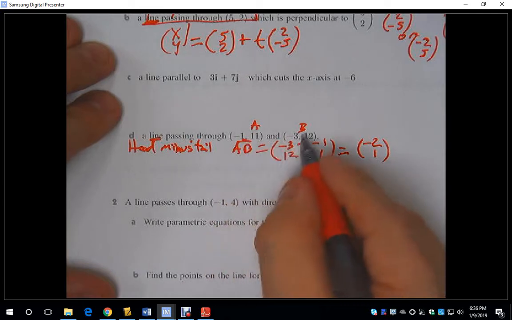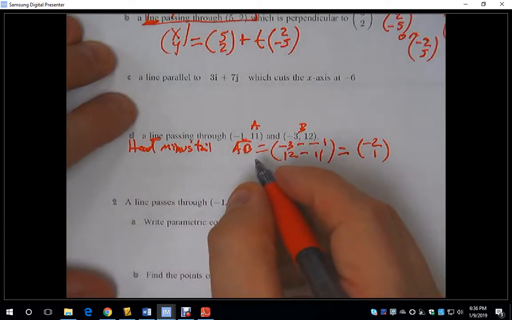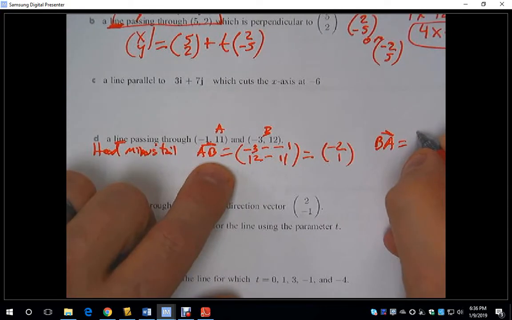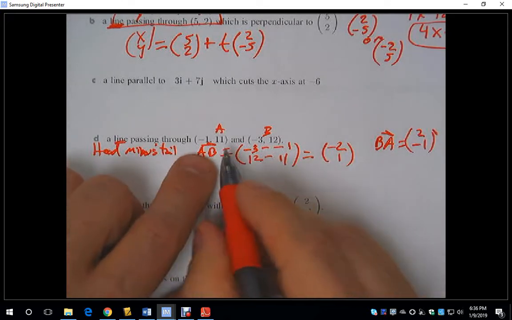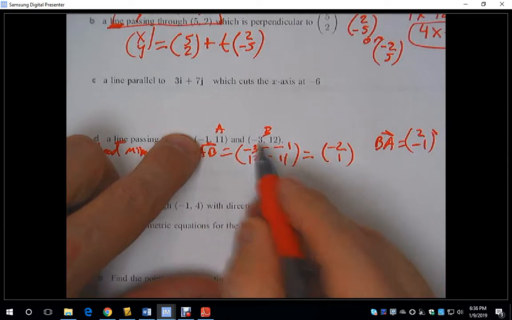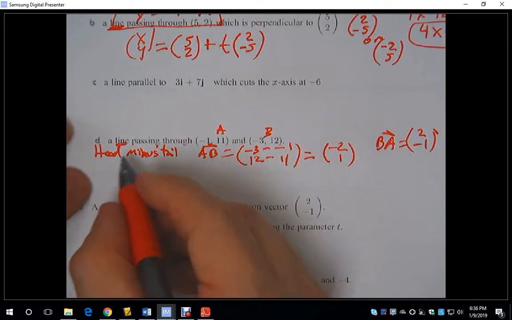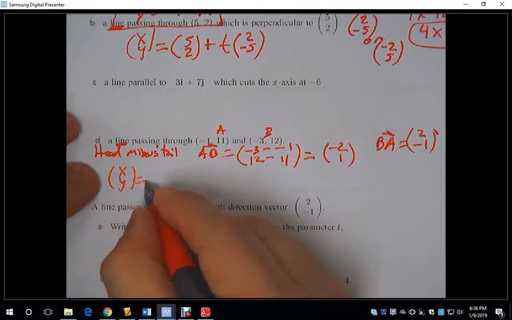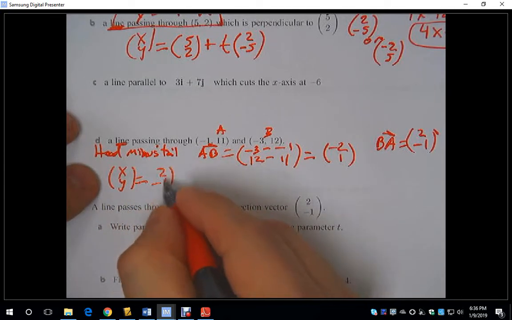So I can use either one of these points. In fact, I'll do a couple of these equations anyway. I could also do B to A. That would just give me 2, negative 1. Is that right? Does that look right to you? So negative 1 minus negative 3 is going to give me 2. Yeah. So for my vector equation, I can have x, y equals 2, negative 1.